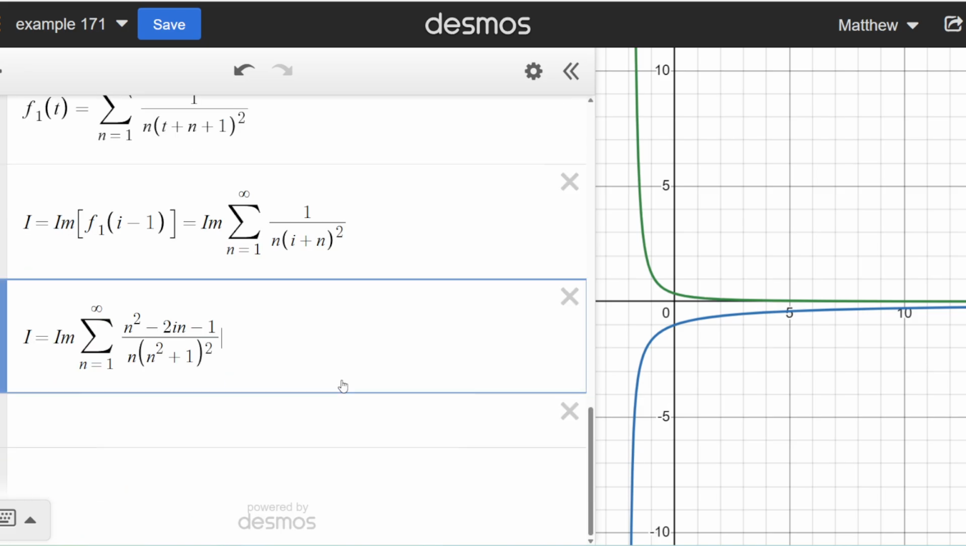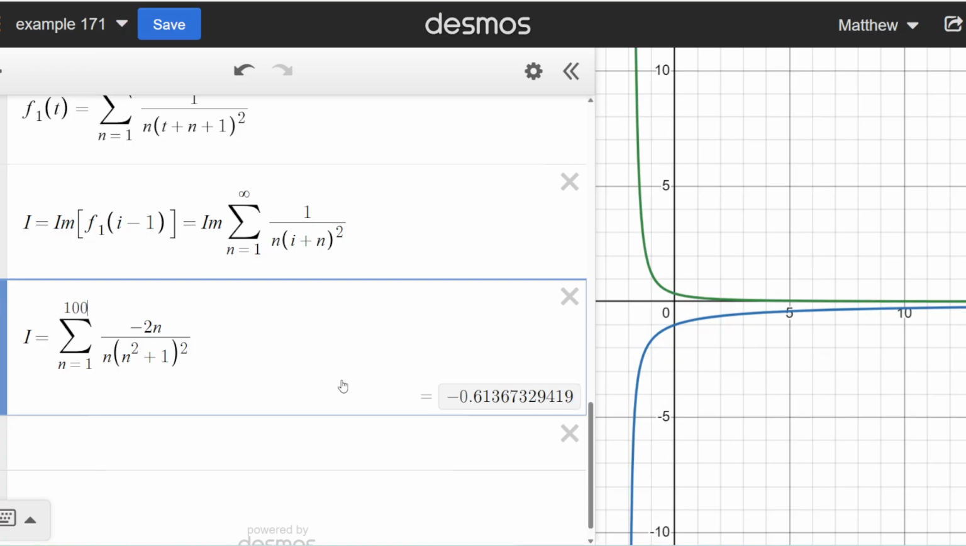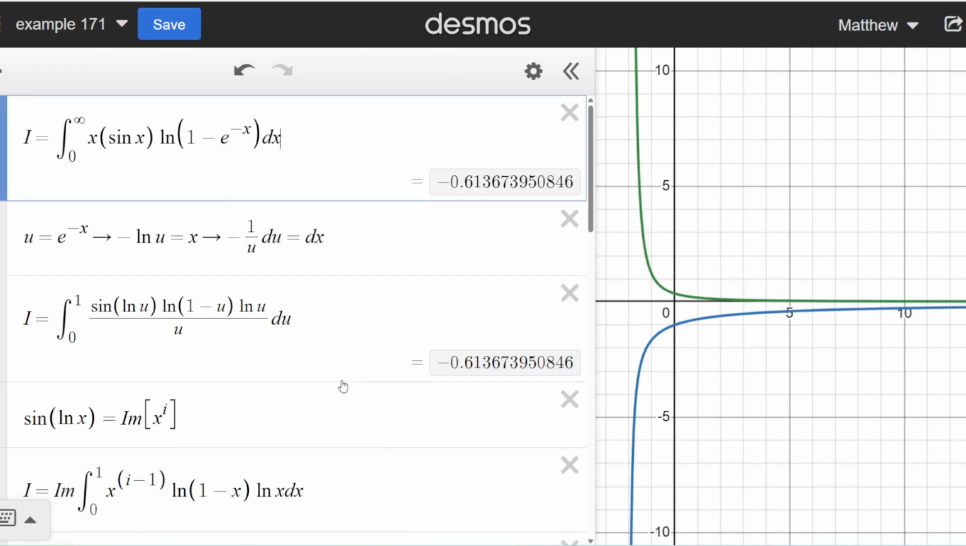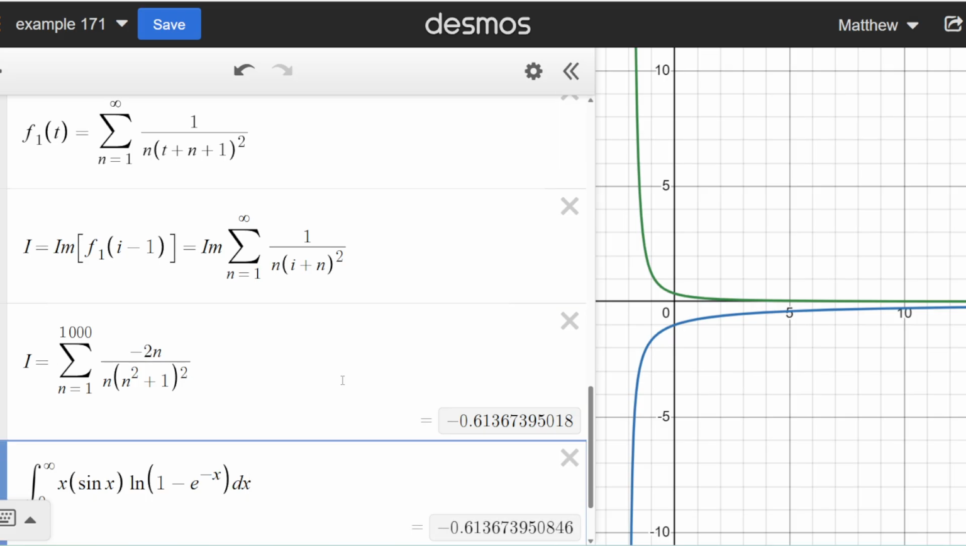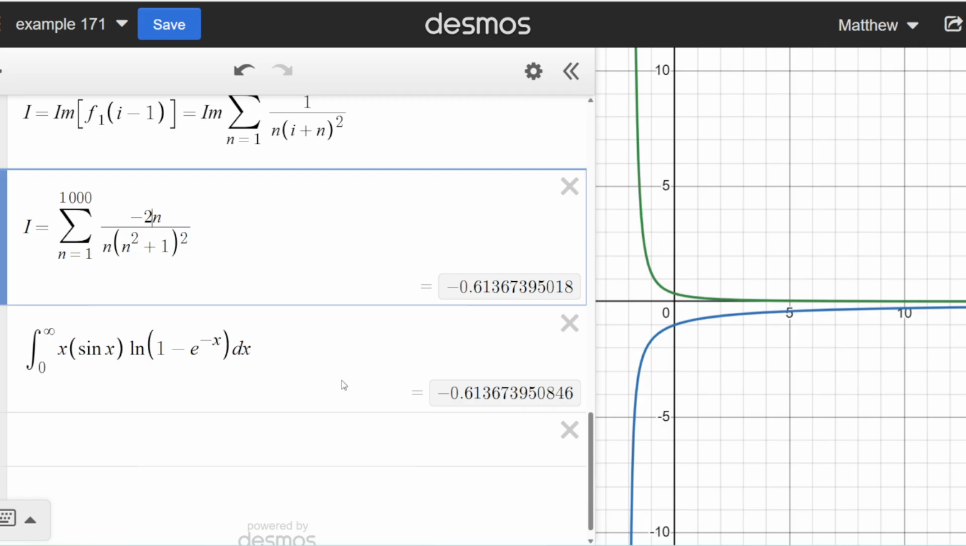But taking the imaginary part of this, this part is going to go away, this part is going to go away, and this i will go away. Let's see if that's right. Yeah, that matches our original integral quite nicely. Let's just make sure this actually goes. Let's see if we can get that exact. There we go. So if you do 100,000 terms of this, we're going to get, as far as Desmos is concerned, the exact same thing.